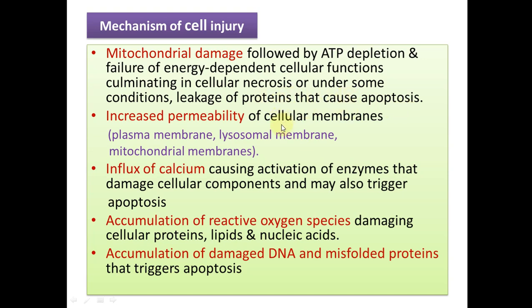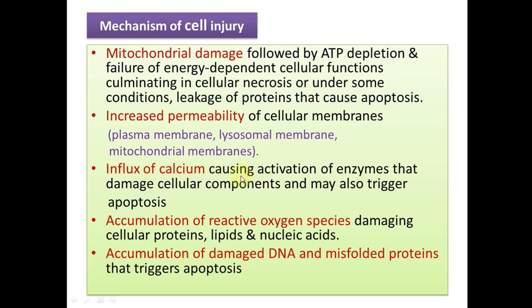The other component that takes an important part in cellular damage is the increased permeability of the cellular membranes, particularly the plasma membrane, lysosomal membranes, mitochondrial membranes, and membranes of the endoplasmic reticulum. The ionic transport across these membranes is mostly ATP dependent, energy dependent, and when there is no ATP due to mitochondrial damage caused by hypoxia, ischemia, or toxins, the ionic transport across these membranes and the transport of water will be deranged, and it will lead to detrimental consequences.